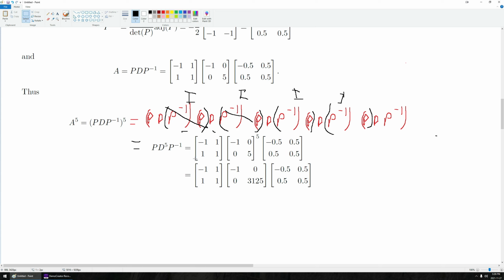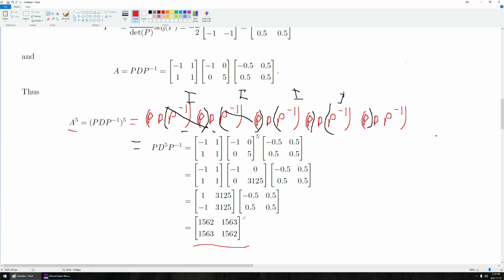Doesn't matter if I multiply these ones here first, so if I put parentheses here, or if I multiply on the other side first, so if I put parentheses here. It's your choice. You get the same thing either way. I just chose to multiply these two here first, and then the other one. So if I do that, the product of these two matrices is this, and then the product of these two matrices is this. So from here, I simply get that A to the 5th is equal to this matrix here, and I'm done.